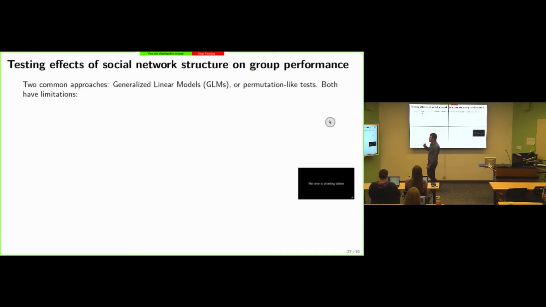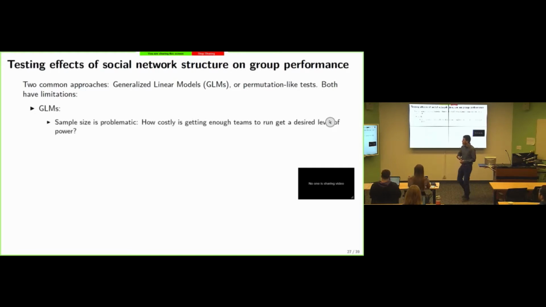For testing the effects of social network structure on group performance, we see in general two approaches. One is running linear models, like GLMs, for example. The problem with this is that sample size is usually problematic. In the case of our study, we were able to get 42 networks, but if you want enough power, you need like 100 or maybe more of them to actually say something. But we know that's very costly, right? Dedicating the time, the money, the effort to do that is very, very complicated.